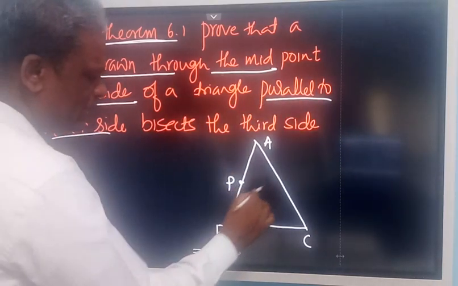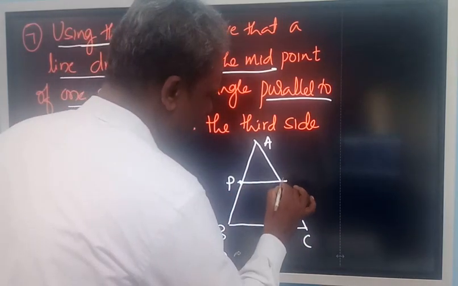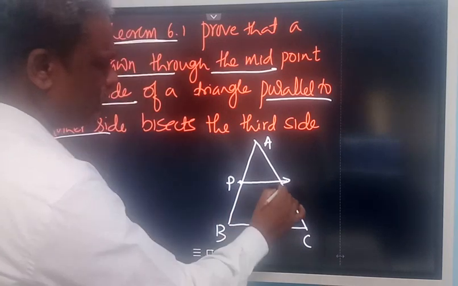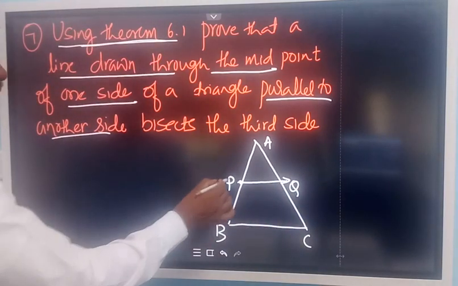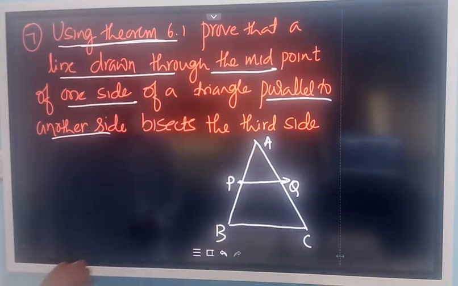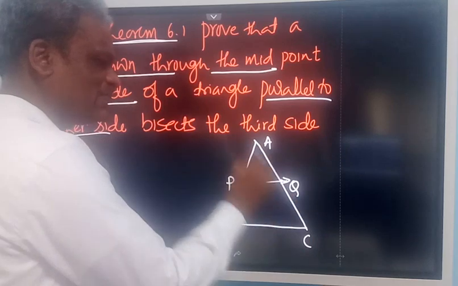And parallel to another side, so from P I am going to draw a line parallel to BC. Let us call this point Q. So PQ is parallel to BC. P is the midpoint of AB. Then you have to show that it bisects the third side, that means this point Q bisects AC.